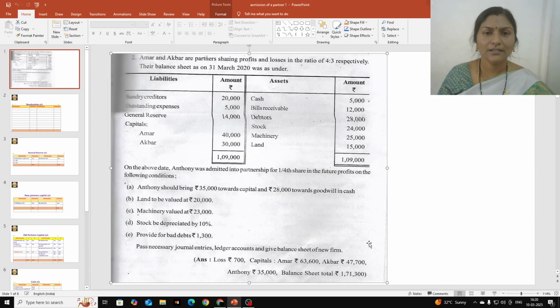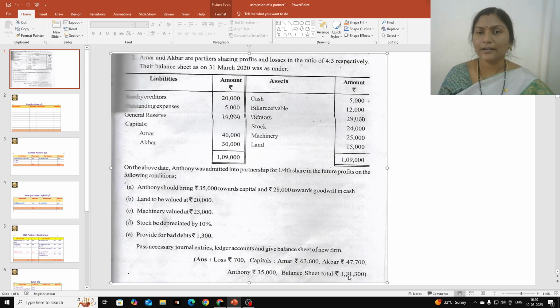Hi everyone. Now I want to discuss with you one problem related to admission of a partner. Here, already in the previous class, I discussed with you all the pro formas in preparation of all accounts related to admission of partner, and here I am going to solve one problem. Let us go and discuss that. So this is a question.